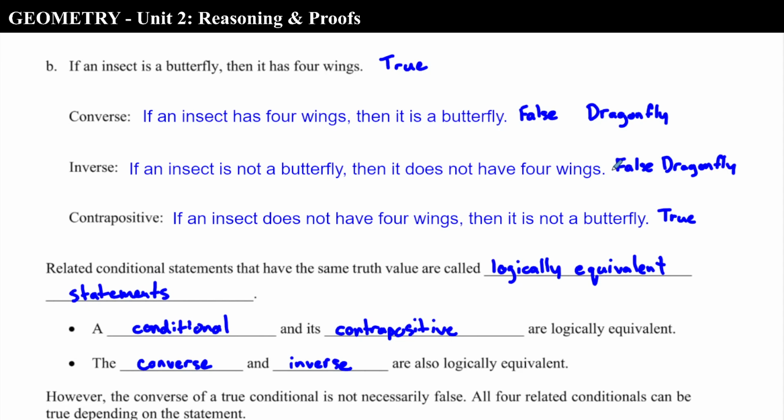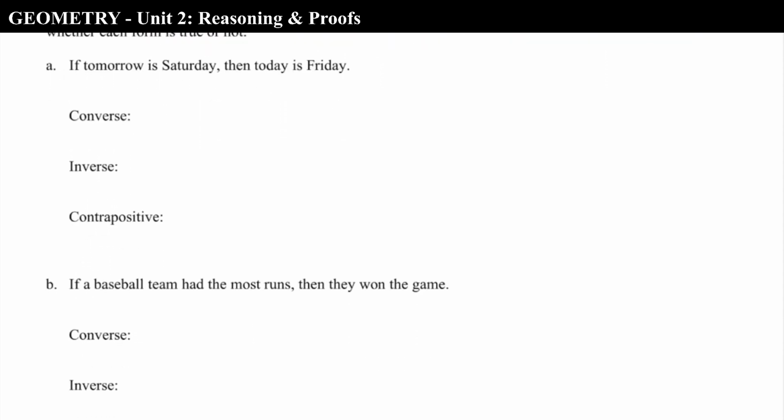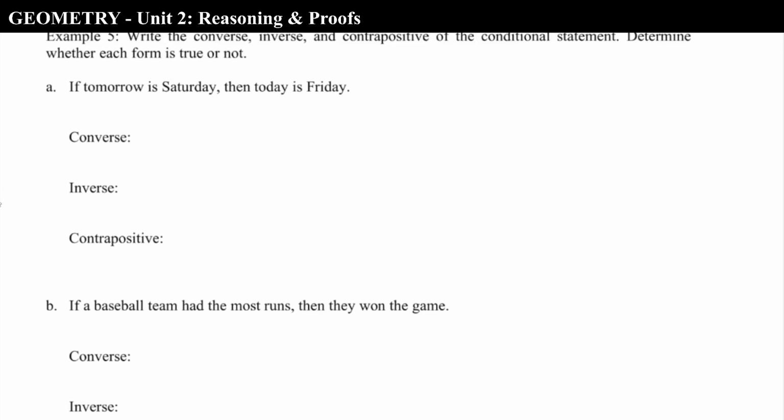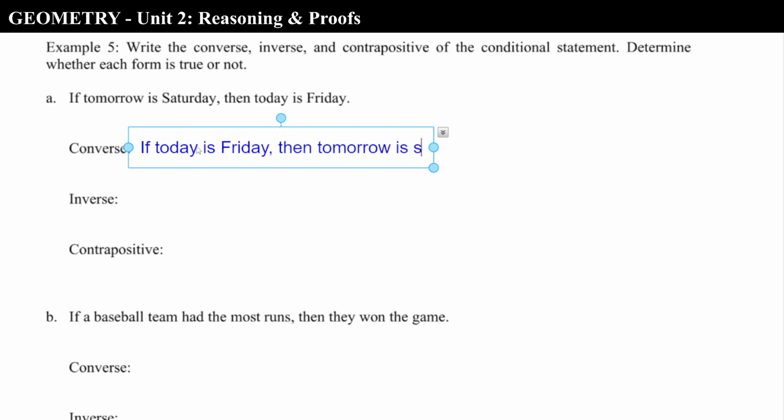Now, however, the converse of a true conditional is not necessarily false. All 4 related conditionals can be true depending on the statement. So let's check out a couple of examples of how that looks. So for example 5, we're going to write the converse, inverse, and contrapositive of the conditional statement and determine whether or not they are true. So let's start with the converse of this statement. If tomorrow is Saturday, then today is Friday. Well, the converse, we flip it. If today is Friday, then tomorrow is Saturday.